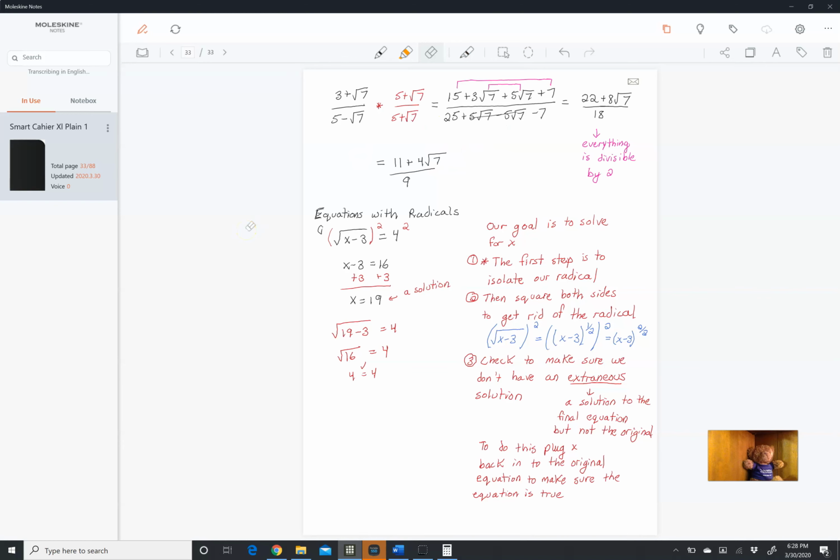I'll label this number 1. Again, just so that if you're looking at the board notes, you don't get confused. So now we're going to add in a little piece that requires you to isolate the radical.